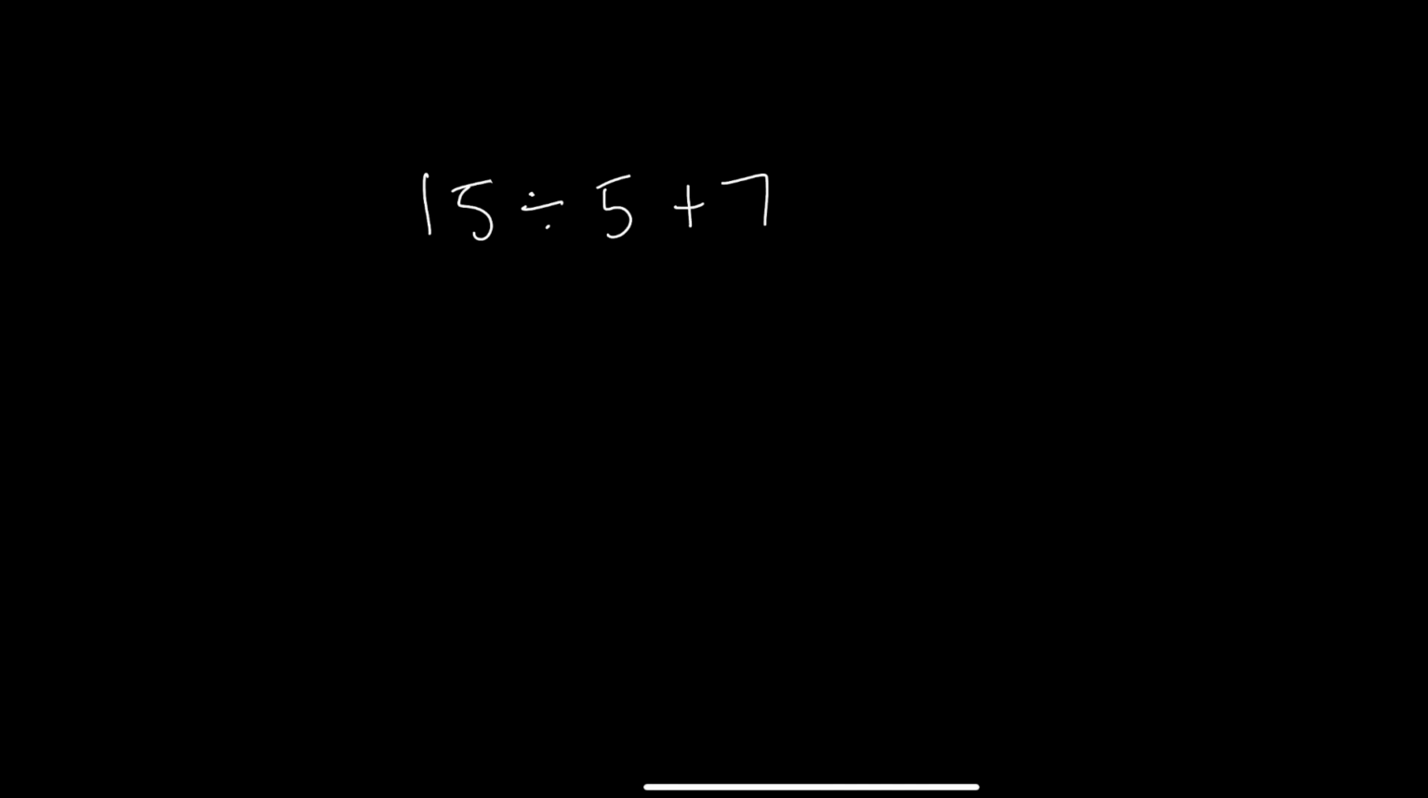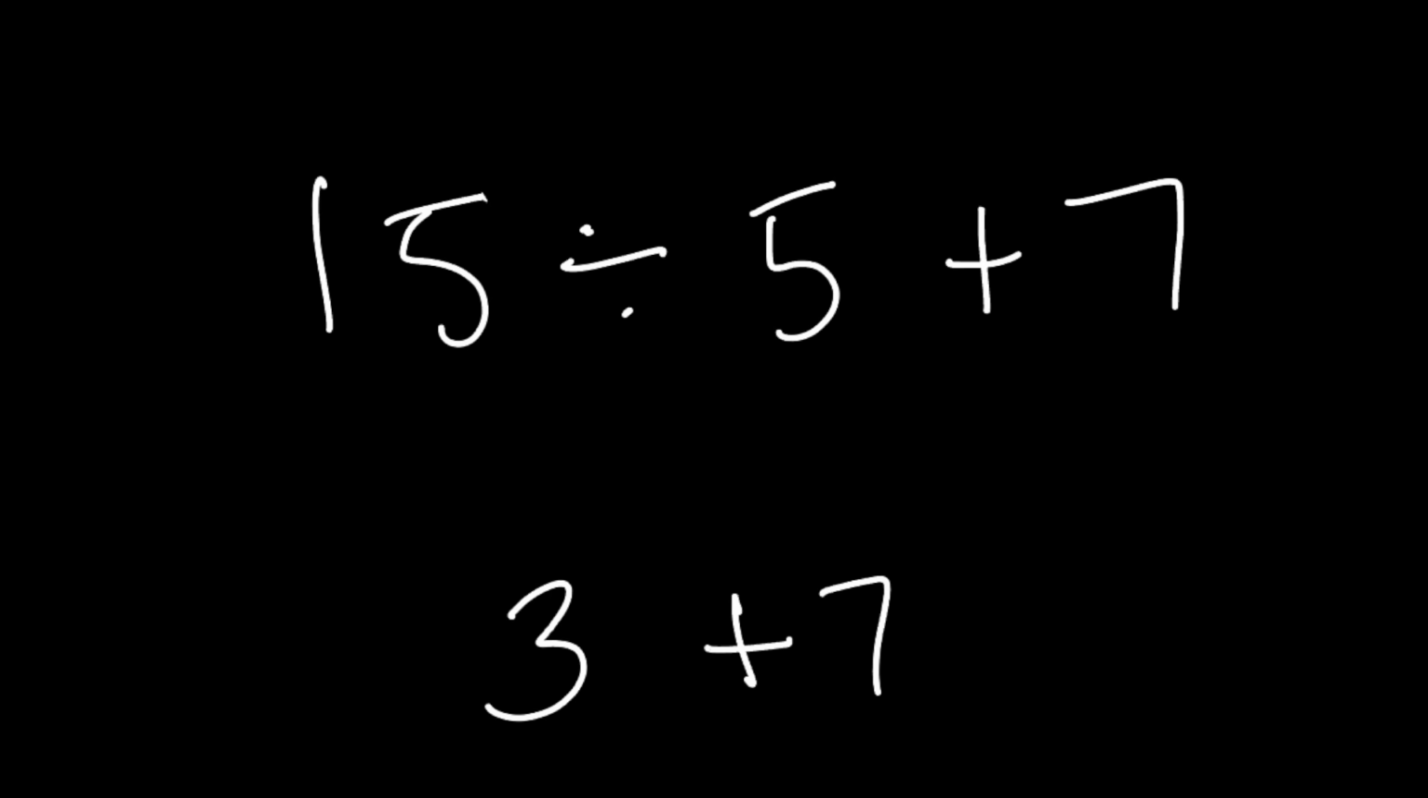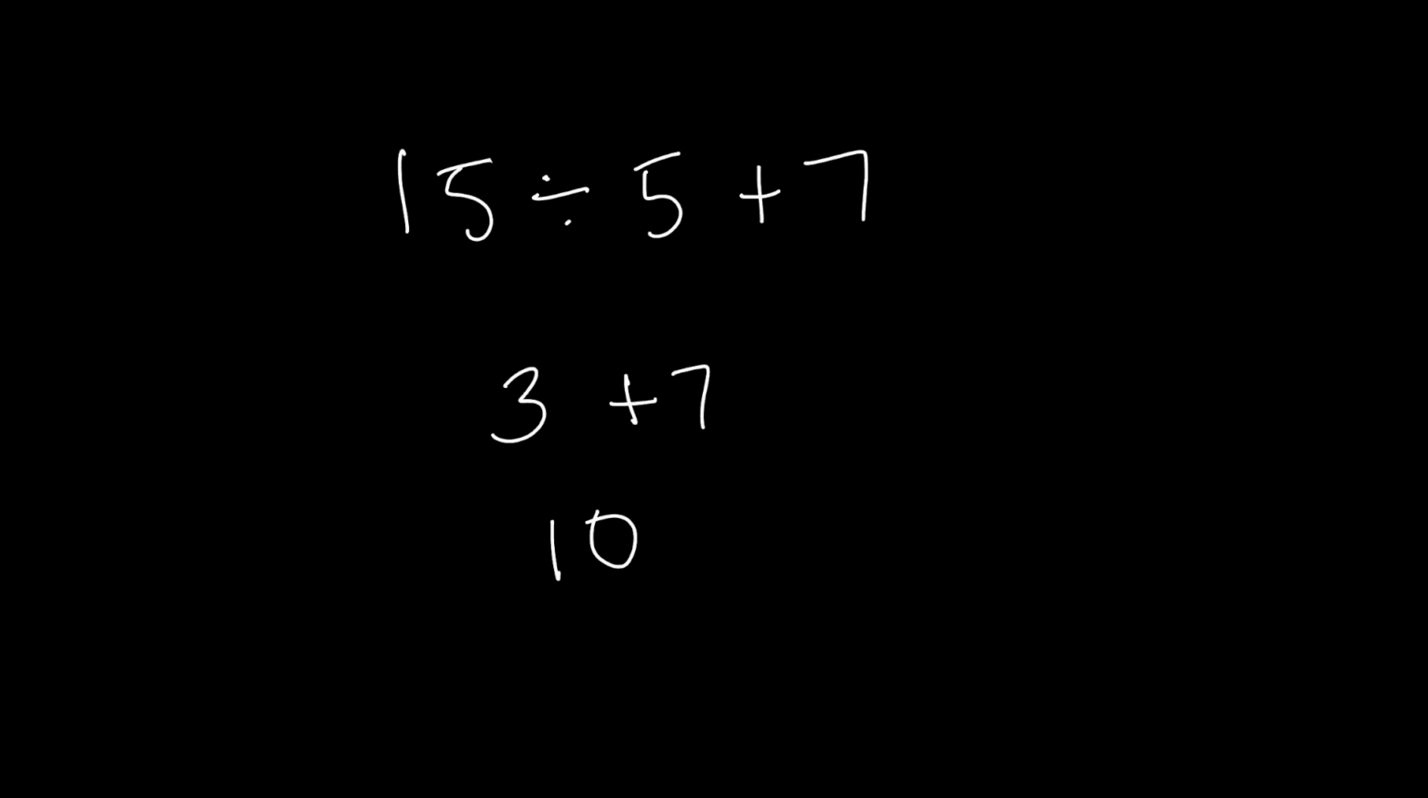Let's look at this problem: 15 divided by 5 plus 7. If we work left to right and look at the order of operations, we know that multiplication and division come before addition and subtraction. So 15 divided by 5 is the correct operation to start with, and then we get 3, and when we add 3 and 7 together, we will get 10 as the final result.